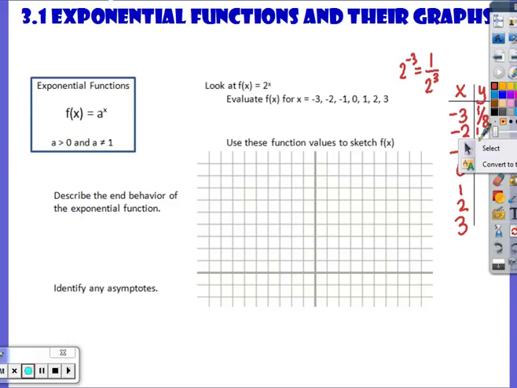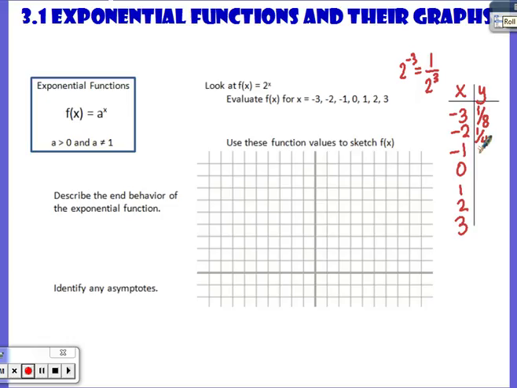Good. And 2 to the negative 2? 1 over 2 squared is 4. To the negative 1. Good. 2 to the 0? 1. 2 to the 1, 2 to the 2, 2 to the 3. Yes? Yeah. And then we can graph those. Okay, go ahead, graph them. Did I screw anything up there?